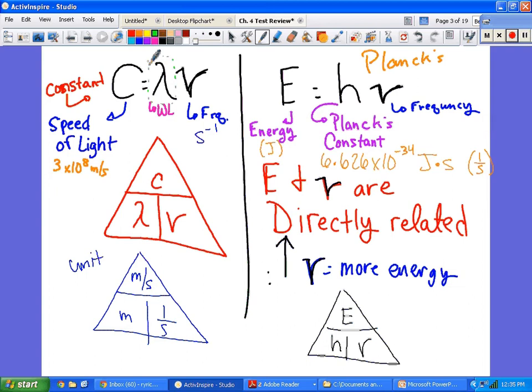I'm not giving you the formulas. The only thing I'm giving you is Planck's constant. That's it. That's all I'm giving you. You got another formulas?